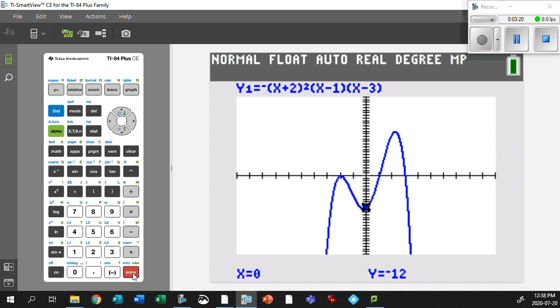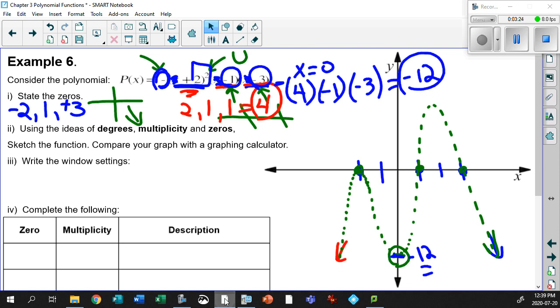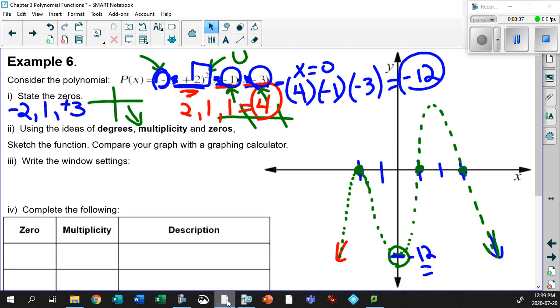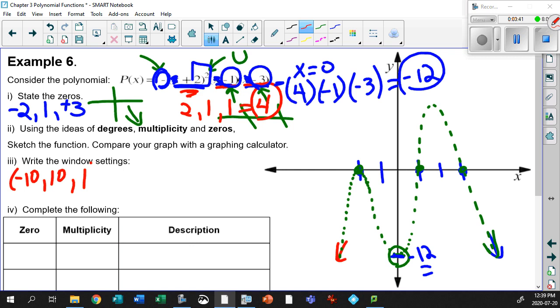Okay, let's find out some other stuff here as we go. Let's answer the question. So, write the window settings. Well, guess what? I use the same window settings. I haven't changed it since the last time. So let's go to the window settings here. There's -10, +10, -30, +30, all of them beautiful, just like that. Okay, so let's write that down. For the x, -10, +10, going up by an interval of 1. For the y, I'm going from -30 to +30. I'm also going up for an interval of 1.